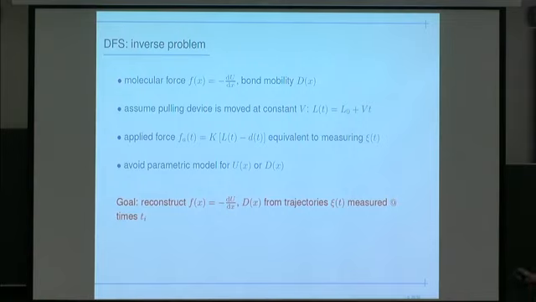And we're going to assume that it's pulled with this constant velocity, as I mentioned, and the applied force is equivalent to measuring this, right? Because it's L minus D. So when we measure this, we're measuring the applied force, or the deflection of the cantilever. So we're going to avoid the parametric form for these, and the goal would be to reconstruct the force, the gradient of potential, this part, the U, and the diffusivity from these measurements at times Ti.